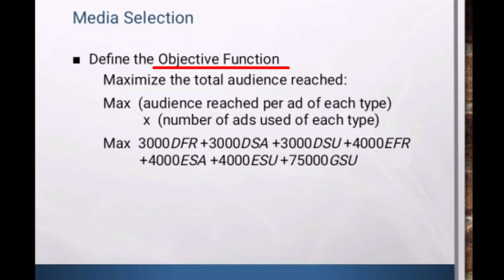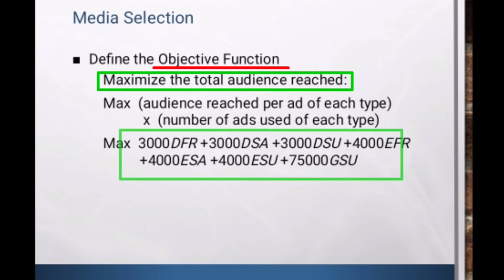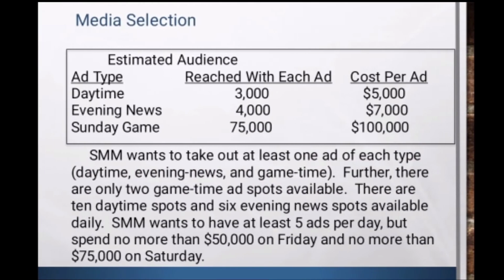Our objective function is to maximize the total audience reach. So we have here to maximize 3,000 DFR plus 3,000 DSA plus 3,000 DSU plus 4,000 EFR plus 4,000 ESA plus 4,000 ESU plus 75,000 GSU. This is where the amounts come from: the reach of each ad in our given, since our objective function is to maximize the total audience reach. So these are 3,000, 4,000, and 75,000.